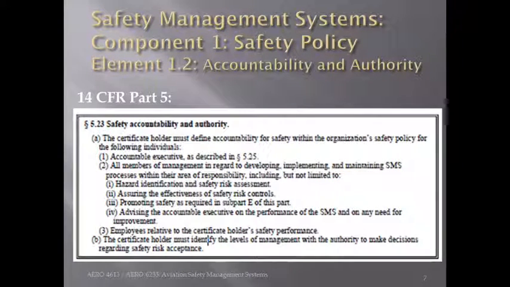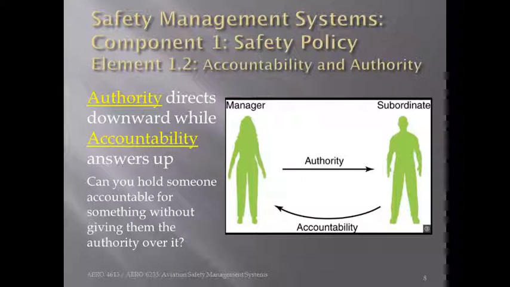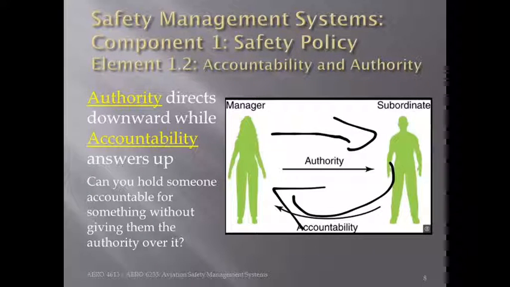So, after setting up requirements for policy, resources, and reporting in FAR 5.21, the FAA requirements for the accountable executive are here now in 14 CFR 5.23. It stipulates what exactly is required of that accountable individual. You will find in your reading that there is a specific anomaly between accountability and authority. A manager has authority over an employee, and the employee is accountable to the manager. So it goes both ways, right?